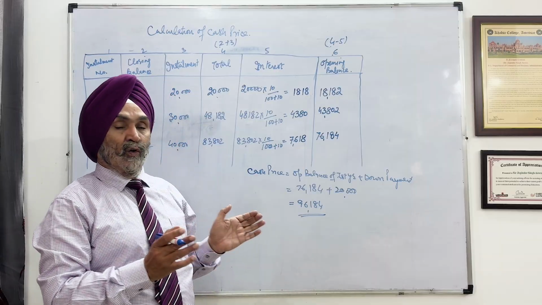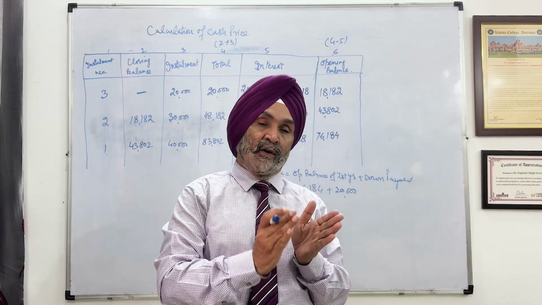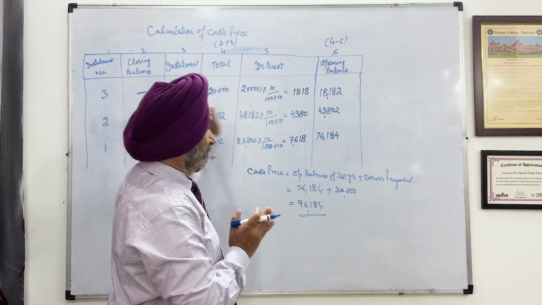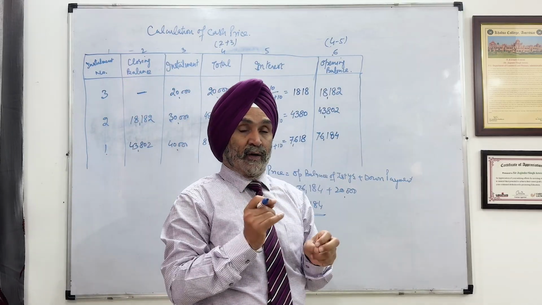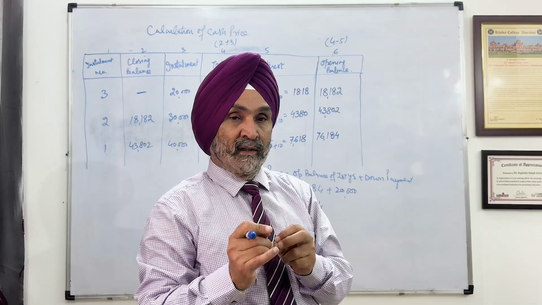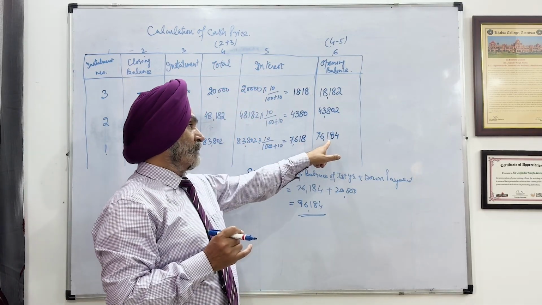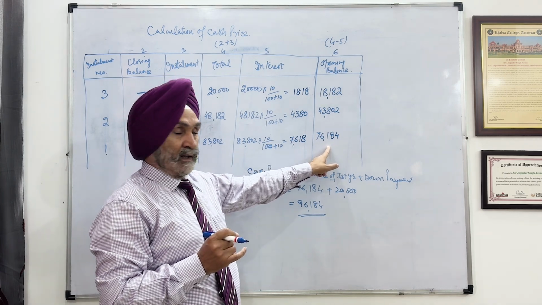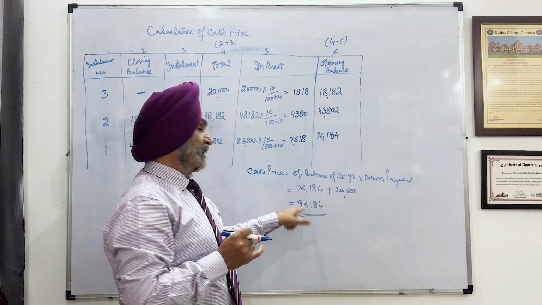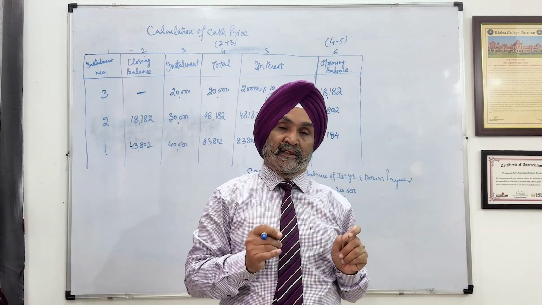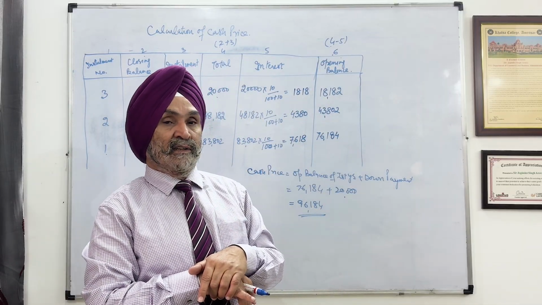This is how we calculate a cash price when it is not given. We are moving actually in reverse. From the third installment we reach the beginning of the first year, first installment. Before the payment of interest, what was the amount payable to the vendor? Then that amount plus down payment, if any, that will be our cash price. This is how we calculate cash price if it is not given in the question.